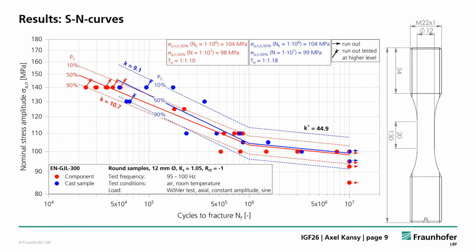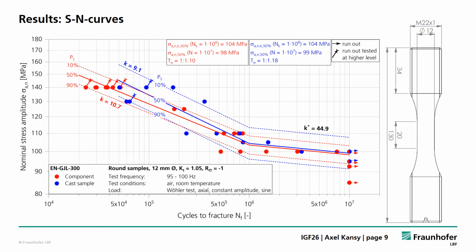The tests were carried out up to 10 million cycles. When this number of cycles is reached, the specimen is considered as a runout and is marked with an arrow. The runouts are then tested at a higher stress level, which is indicated with this symbol here. However, the runouts which are tested at higher levels are not included in the creation of this S-N curve because they perform better due to the preloading.